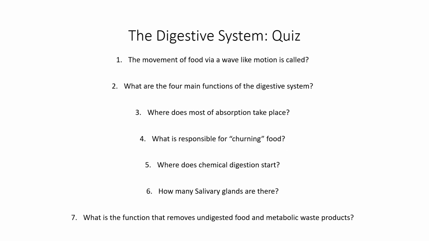Now we are on to the digestive system quiz. So we have 7 questions. Number 1. The movement of food via a wave-like motion is called what? What are the 4 main functions of the digestive system? Where does most of absorption take place? What is responsible for churning food? Where does chemical digestion start? How many salivary glands are there? And what is the function that removes undigested food and metabolic waste products?